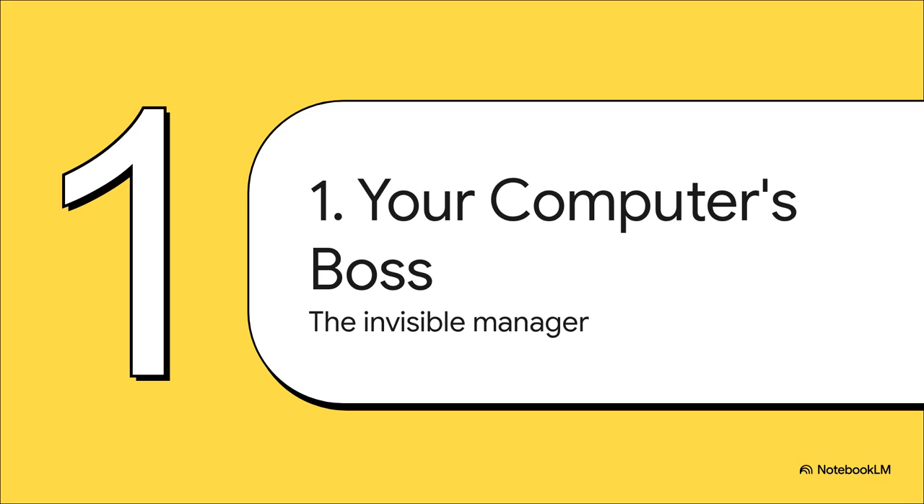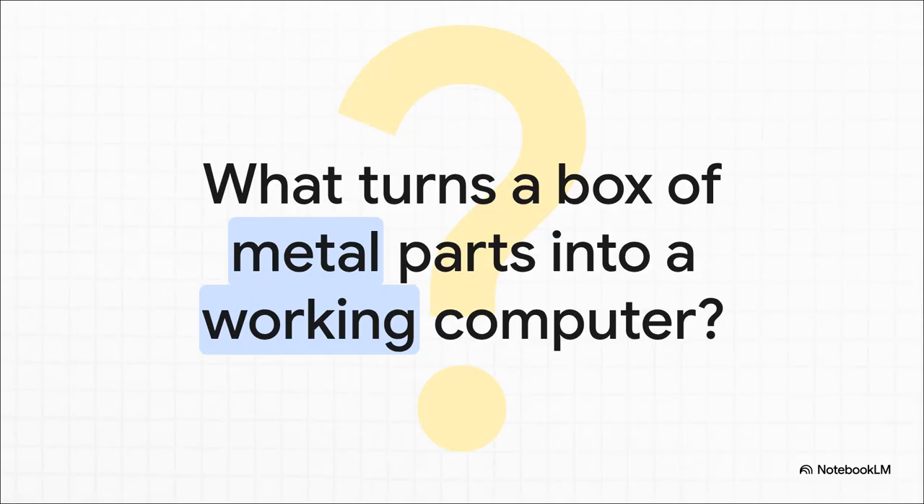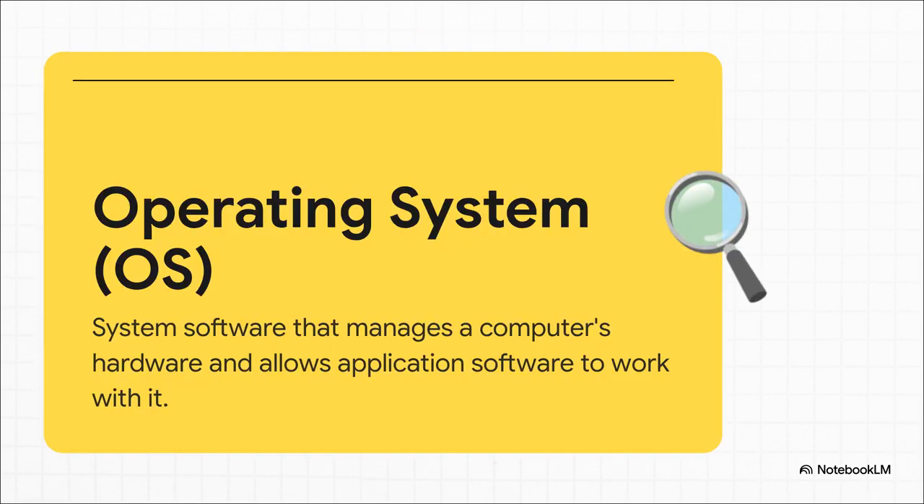Okay, first things first, let's meet the invisible manager, the one that makes absolutely everything you do on your computer even possible. So let's start with a really basic question. You've got all this incredible hardware, right? The super fast processor, the memory, the storage, but by themselves, they do, well, nothing. They're like a world-class orchestra with no conductor. So what is that missing piece? The answer, of course, is the operating system, or the OS.